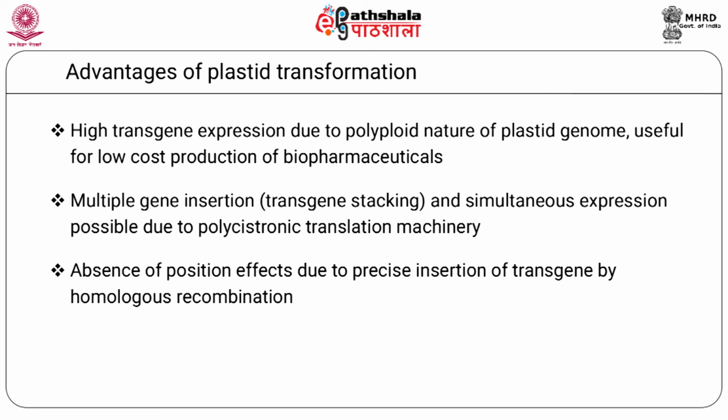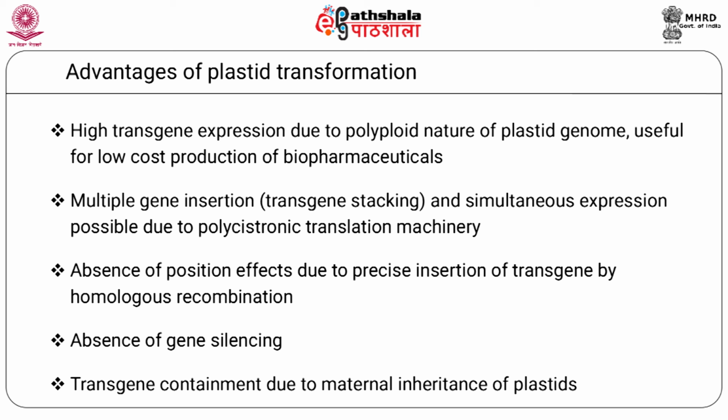The position effect is not seen because of the absence of high order chromatin structure in plastid DNA and transgene integration by homologous recombination process. The homologous recombination mediated integration also facilitates generation of only one type of transplastome. Gene silencing is not seen because of the absence of DNA methylation and epigenetic gene silencing or co-suppression in plastid genes. Transgene containment is possible due to maternal transmission of plastid genes, resulting in less ecological risk caused by spread of the transgene through pollen.